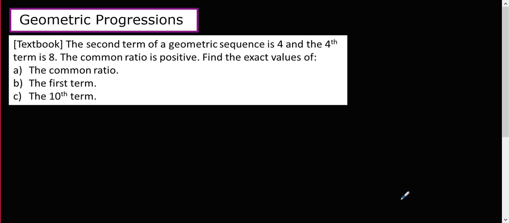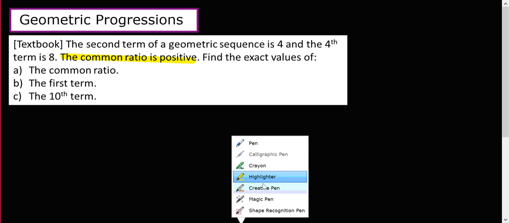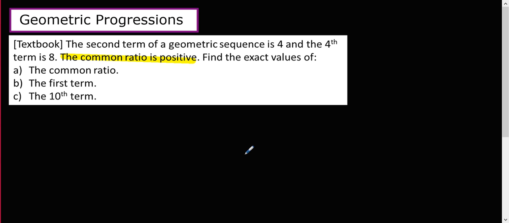Let's have a look at some more involved problems and some of the techniques that we'll be asking you to use to solve them. So here we're given the second term of a geometric sequence. It's 4, and the fourth term is 8. We're also given this piece of information that the common ratio is positive. So we're going to have to pay attention to that. You wouldn't put it in there for no reason. And then we're asked to find some exact values. So this, again, is about writing down the information you know, and then using that information, comparing the bits that you've got to work out the bits that you don't have.